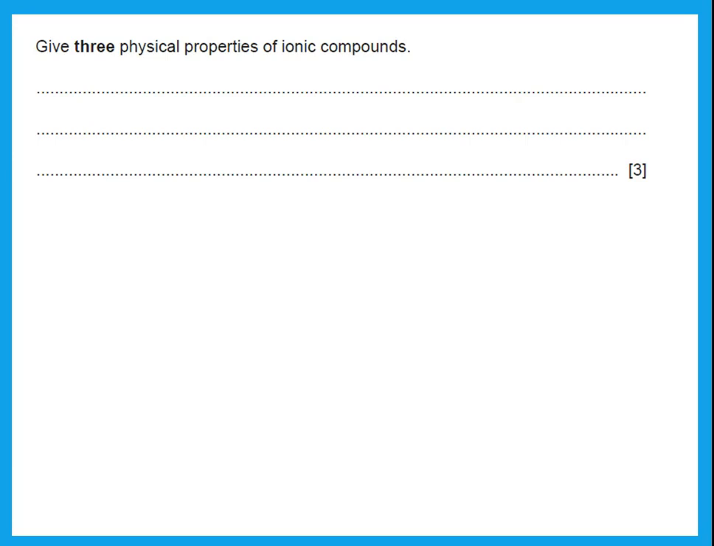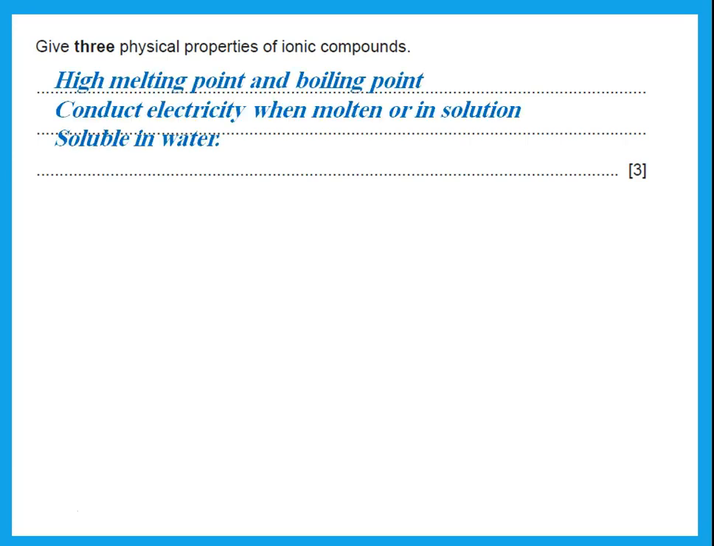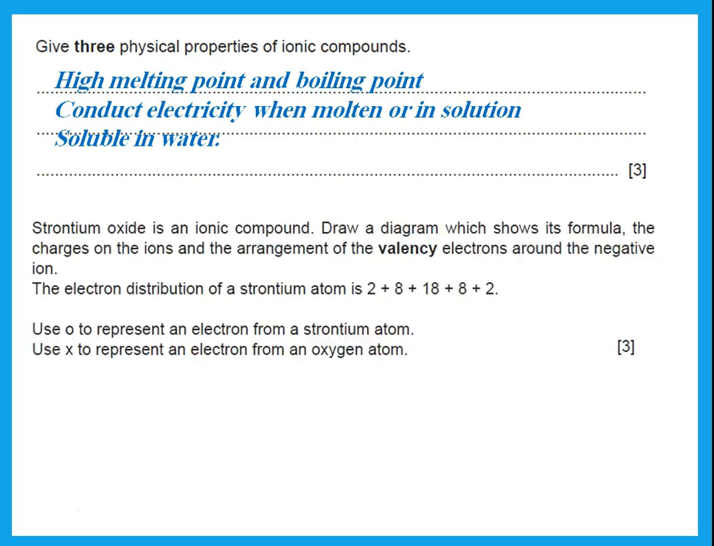Give 3 physical properties of ionic compounds. Remember, is he talking about physical or chemical? He's talking about physical. That means you will talk about melting point, conduction of electricity, solubility in water, density, if it applies, things like that. So, if you have an ionic compound, remember that it has high melting point, boiling point, conducts electricity when molten or in solution, and it should be soluble in water.